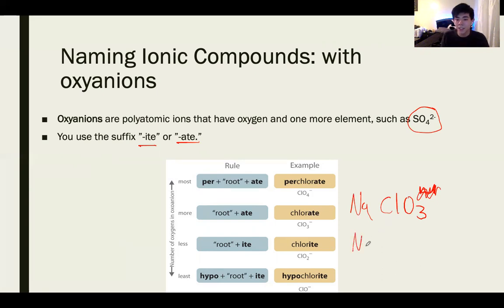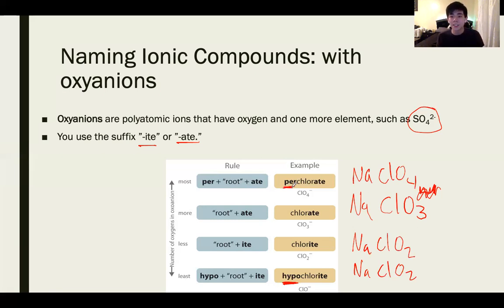If we take out an oxygen, this becomes sodium chlorite. And then we take out another oxygen, this becomes sodium hypochlorite. So we add the prefix hypo when we are reducing the number of oxygens in that polyatomic ion. And the opposite is true when we're adding them. So let's say we were doing sodium perchlorate. We add per when we have an abundance of oxygens in the polyatomic ion itself.